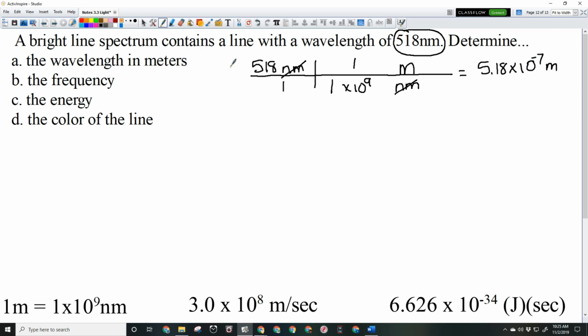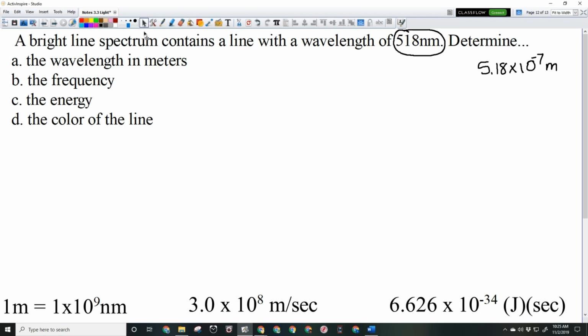I'm going to make note of this because I am going to erase so I can do the other ones. I'm just going to leave that there because we're going to need that in just a minute for other calculations.